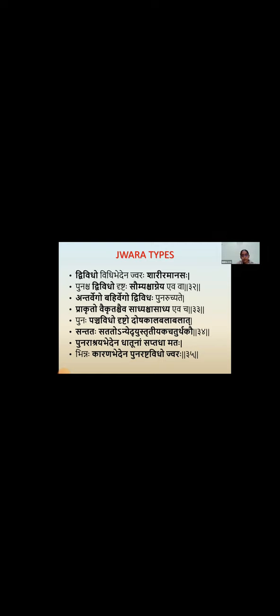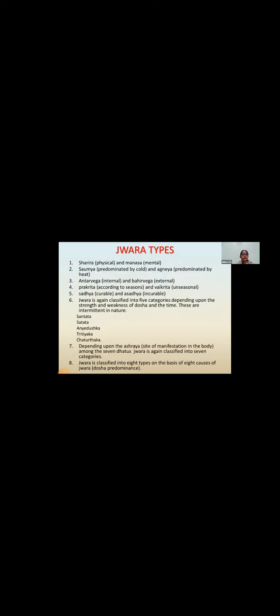fever once again. So these are the different types of Jwara: Sharira, Manasa, Saumya, Agneya, Antarvega, Bahirvega, Prakrita, Vaikrita, Sadhya, Asadhya, and the Vishama Jwara, 5 types of Vishama Jwara, and Ashraya Bheda. Once again, there are 7 types as per the Dhatus, and the Jwara classified into 8 types on the basis of the different dosha predominance.